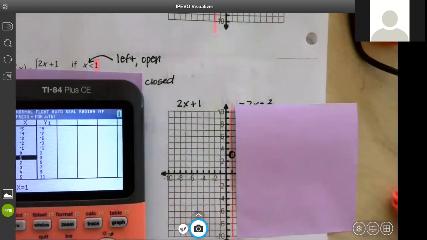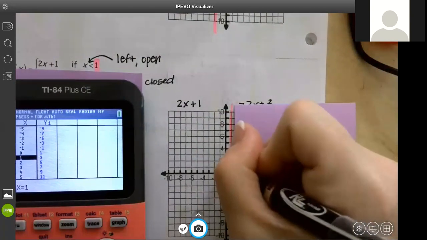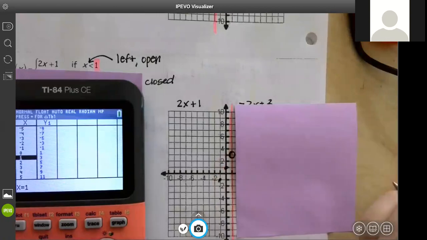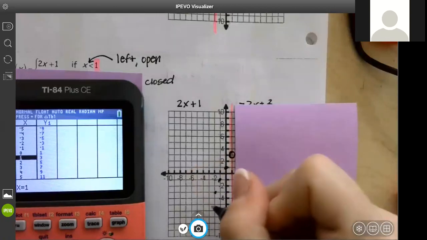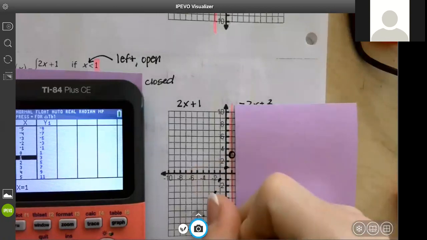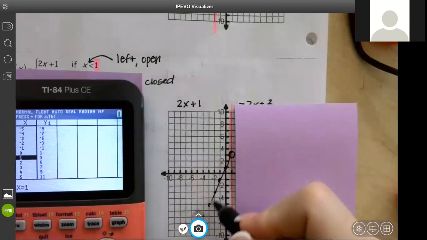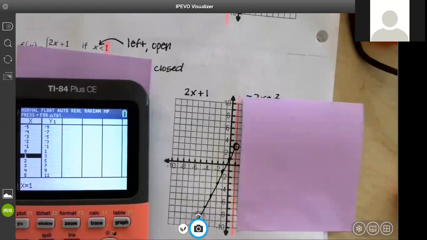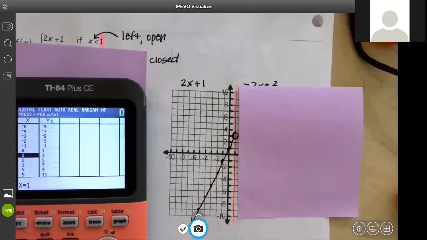Now I need to graph everything to the left. So (0, 1), (-1, -1). If you can see the pattern, it's down 2 over 1. And again, I like to graph them all the way across my paper so that I don't get screwed up with my domain and range. Okay, so there's that one.